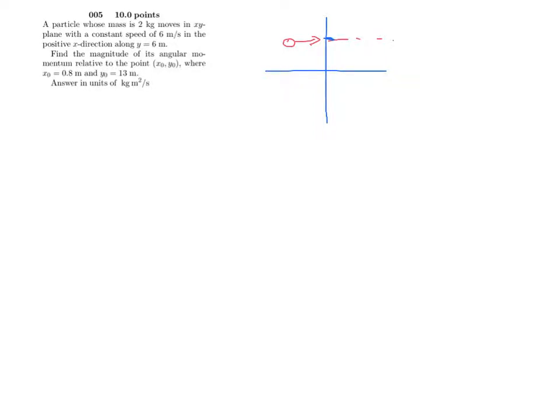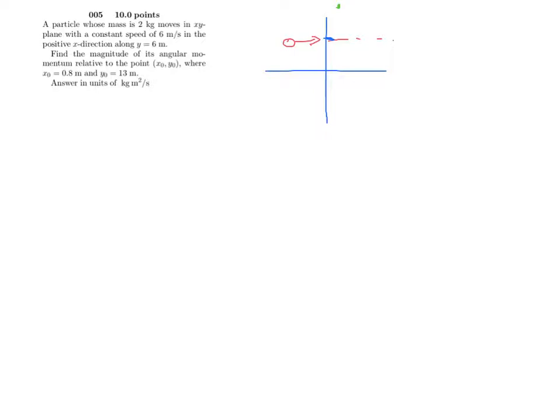Then it says find the magnitude of its angular momentum relative to the point x0, y0, where x0 is 0.8 meters and y0 is 13 meters. So that point of x0, y0 is going to be at 0.8 and 13. It's going to be somewhere up here. So I want to find the angular momentum of this object around that point.